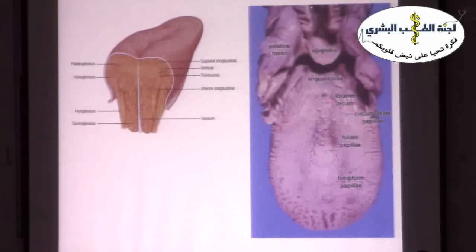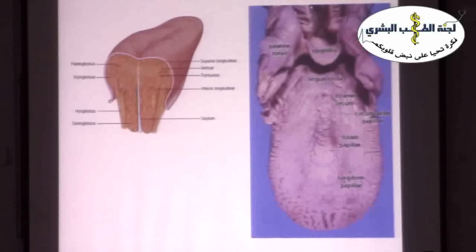Sulcus terminalis. How do you distinguish them? The vallate, the largest ones, are anterior to the sulcus terminalis. The fungiform are distributed on the dorsum. The linear elevations, you see them? At the margin of the tongue, these are the foliate papillae. And those are actually poorly developed in a human.